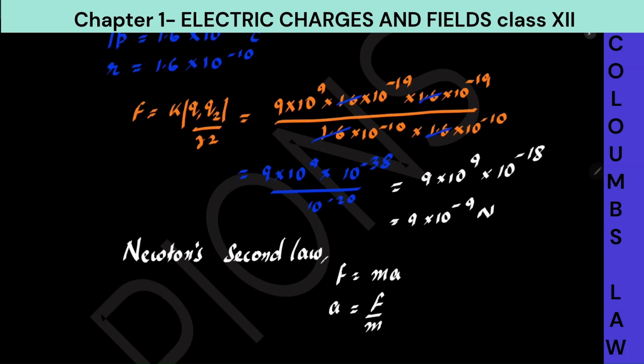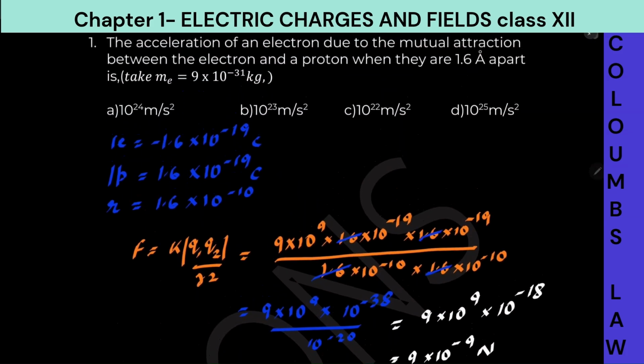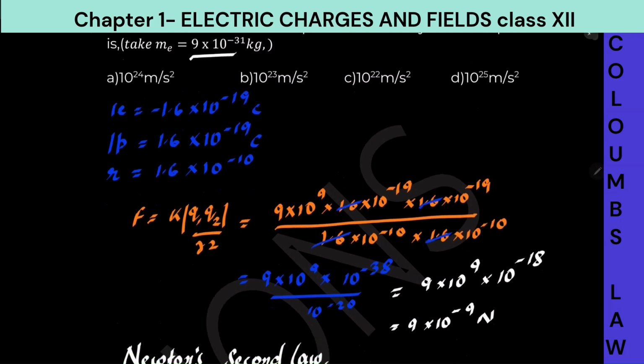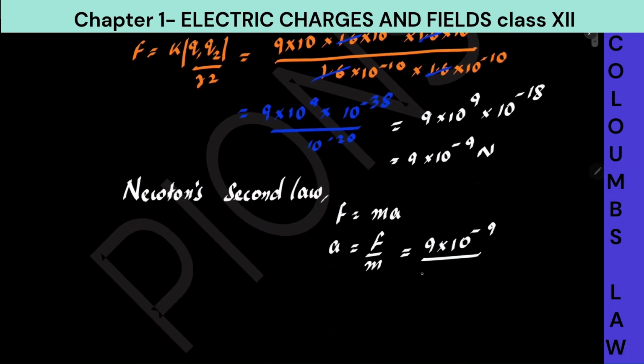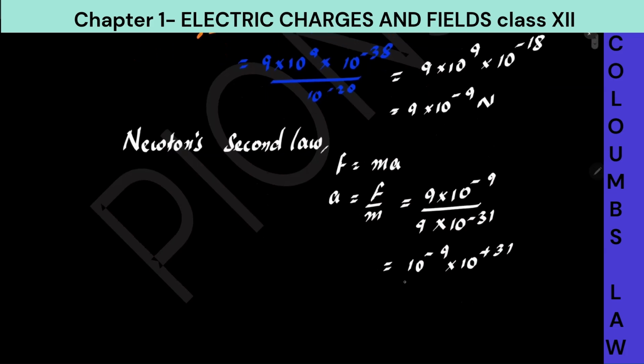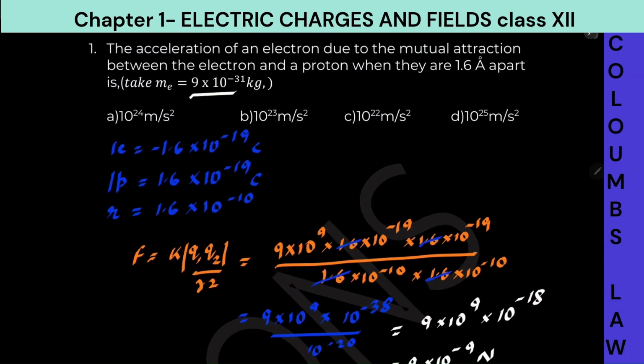That will be in terms of force by mass, and that is 9 into 10 to the power minus 9 divided by the mass. How much is the mass over here? As per the question, if I scroll up, the mass of the electron is 9 into 10 to the power minus 31. So let's substitute 9 into 10 to the power minus 31, that's the mass of the electron. So this will be equal to 10 to the power minus 9 into 10 to the power plus 31, and 31 minus 9 gives 10 to the power 22. And what's the unit of acceleration? Meter per second square. Let's see if we have such an answer. So yes, option C is correct for question number 1.